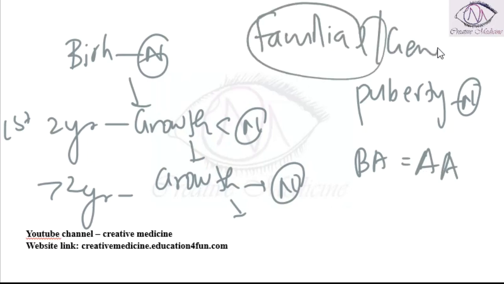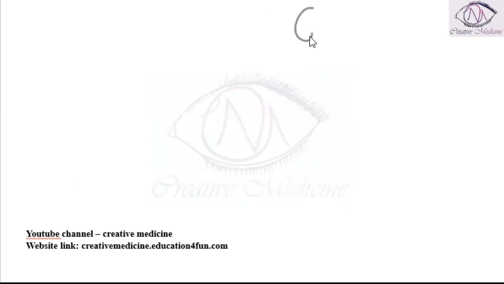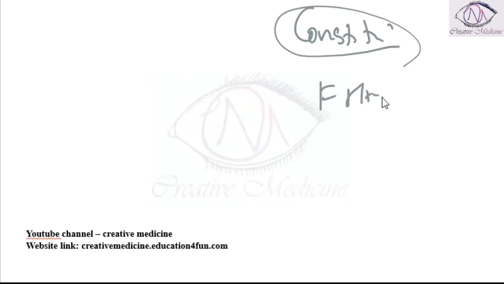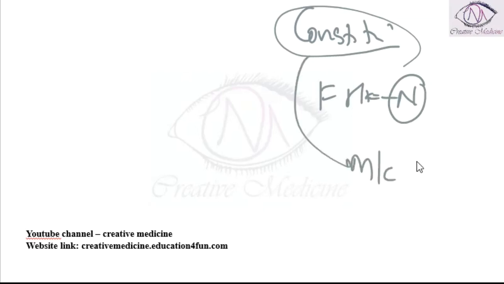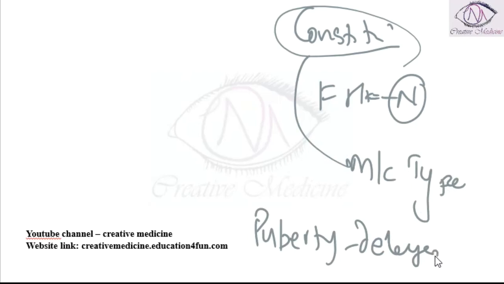Second, constitutional delay. In constitutional delay, the final height attained is normal and the parents' height is not a cause of constitutional delay. Constitutional delay is the most common type of short stature. In constitutional delay, the puberty is delayed and the bone age is less than the actual age of the patient.